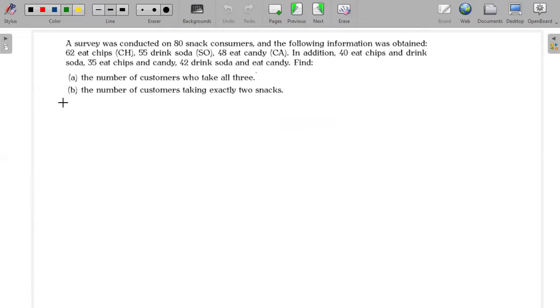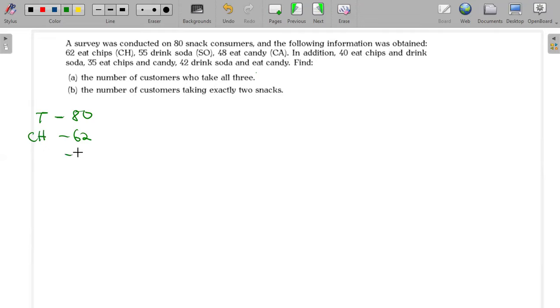Okay, let's go to another one. Another one says here, a survey was conducted on 80 snack consumers and the following information was obtained. So 62 eat what? Eat chips. So the total number we are conducting this for is 80, and then the information obtained is that 62 eat chips.